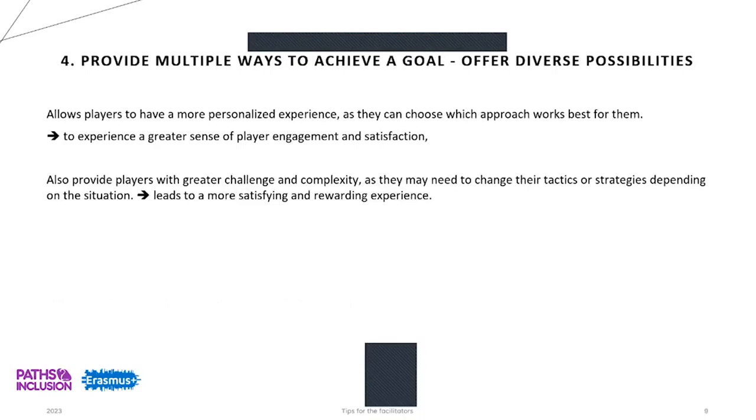Provide multiple ways to achieve a goal. Offer diverse possibilities. There are different ways to learn, and there are different ways to experience games and fun things, to reach a result. Allow this also to the players, the young people who are in your group. Allow them to sometimes do something different, because there are different possibilities to achieve something.